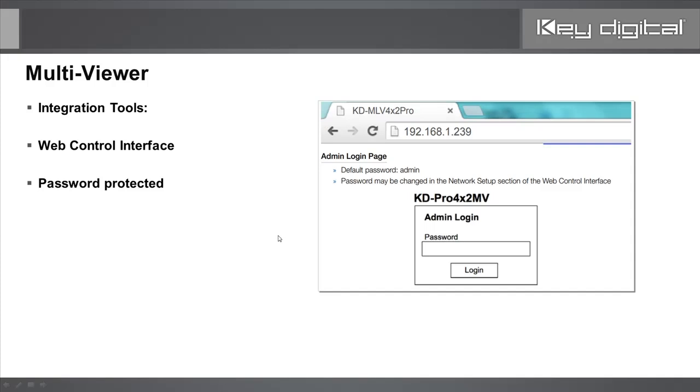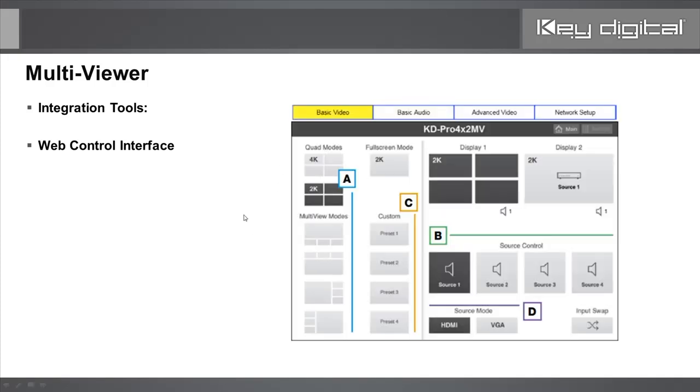And of course, if you'd like to change that password, you could do that later on in this web control interface. But we do password protect it so that if the Multiviewer is installed in a bar or restaurant, as we discussed previously, people don't come in and just start tweaking things. Once you enter the web control interface, you have a basic video control interface where you can choose the source selection for each of the 2 outputs, or choose 4K or 2K, 1080p, quad mode, or one of the multi-view modes. And you see a nice layout.